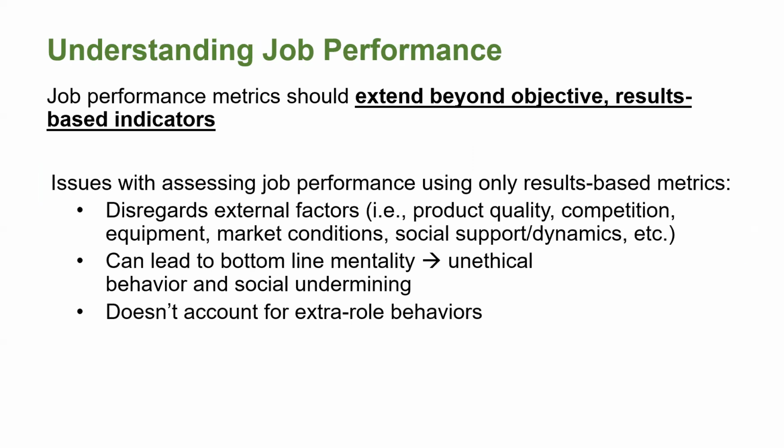For starters, outcome-based measures disregard external factors beyond the employee's control, like the quality of the products or the services sold, or the quality of the equipment used. It also doesn't account for how competitive the market is or what the environmental conditions are like. For example, whether there is a global pandemic or a national recession happening. Results-based metrics also don't account for social aspects of the work environment like politics or social support, so that is also problematic. Furthermore, focusing on only bottom line results can lead to what is known as a bottom line mentality, which often manifests in social undermining behavior and unethical behavior in the workplace.